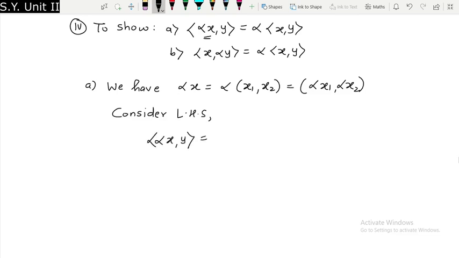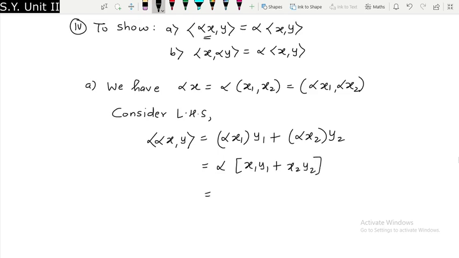Which is further equal to, आता अल्फा एक्स चा पहिला कोऑर्डिनेट येईल आधी अल्फा x1 आणि मग y चा पहिला कोऑर्डिनेट दॅट इज y1 प्लस आता अल्फा एक्स चा दुसरा कोऑर्डिनेट येईल दॅट इज अल्फा x2 आणि y चा दुसरा कोऑर्डिनेट काय y2. सो विच इज इक्वल टू अल्फा कॉमन घेता येईल, मग आत काय राहील x1 y1 प्लस x2 y2 and which is equal to alpha. And what is this x1 y1 plus x2 y2 is exactly the inner product of x with y, and that is nothing but the RHS. Okay, now B part I leave it to you, that is homework.